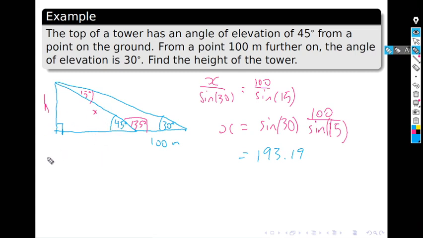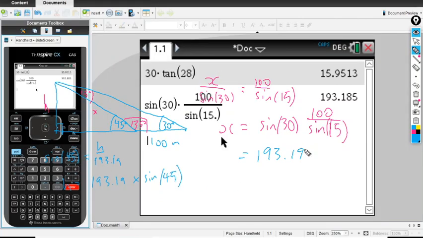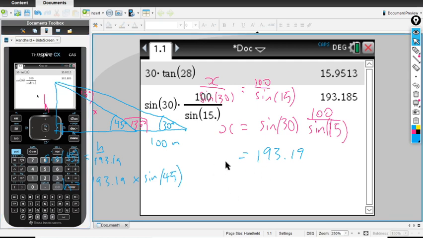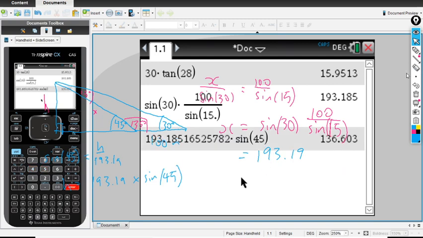We can use a bit of right angle trig here. If that's our angle, we've got a hypotenuse and our opposite. So sine of 45 is opposite over hypotenuse. The opposite is h, the hypotenuse is x, and x is 193.19. So h is 193.19 times sine of 45. I happen to know that sine of 45 is 1 on root 2, however I'm just going to use my CAS because these are pretty nasty numbers. So let's take this up here, times it by sine of 45.